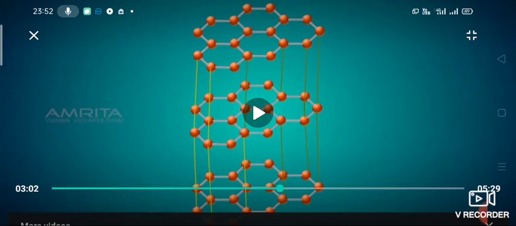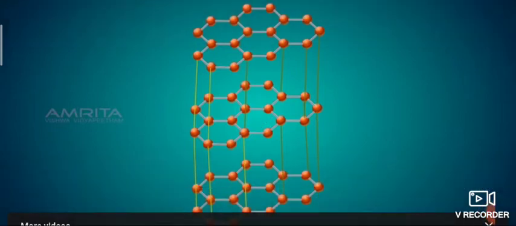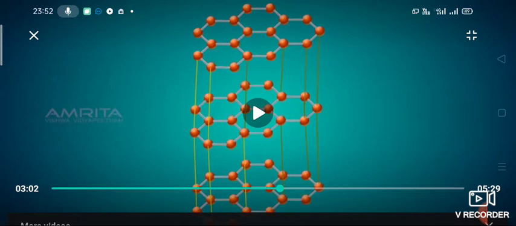So each layer is joined with weak van der Waals forces. Properties of graphite. Graphite has medium density, and is a good conductor of electricity because of free electrons. The fourth valence electron of graphite carbon remains free. Due to the movement of this free electron, it shows electrical conductivity, because each carbon atom is combined with 3 atoms of carbon. So one valency of carbon is free.